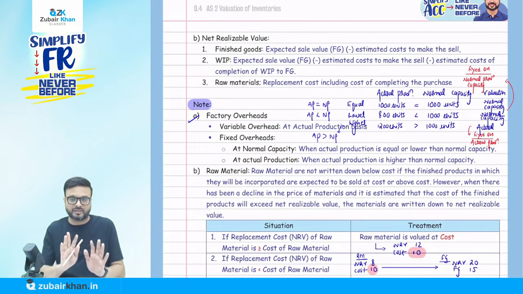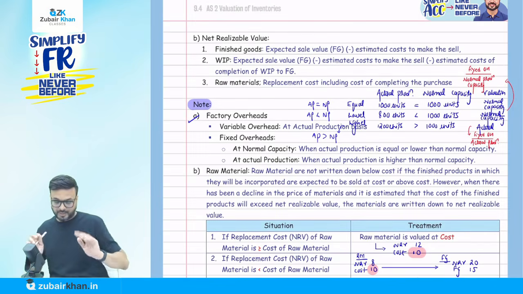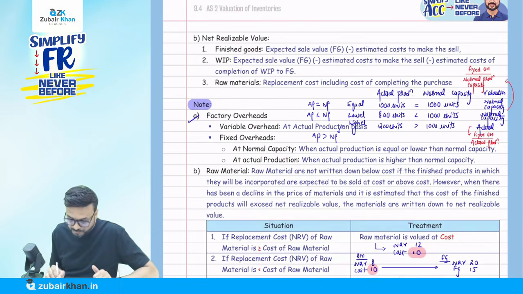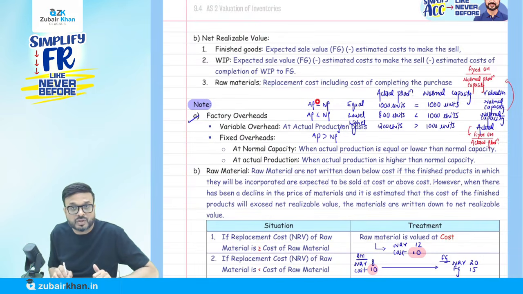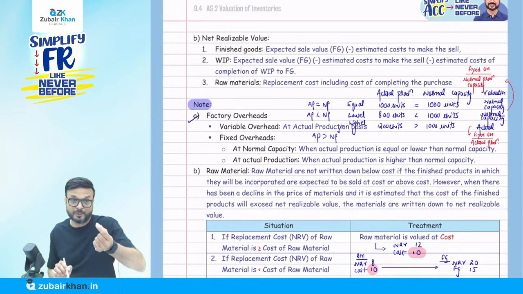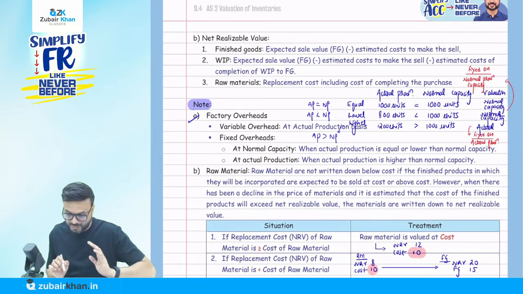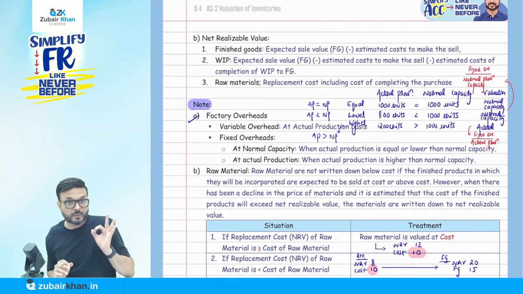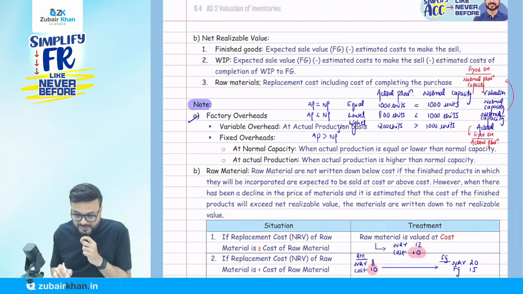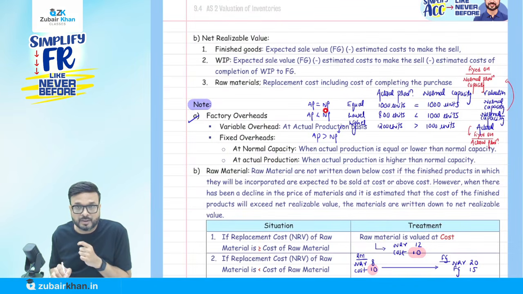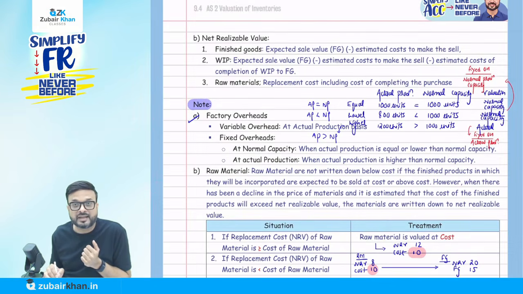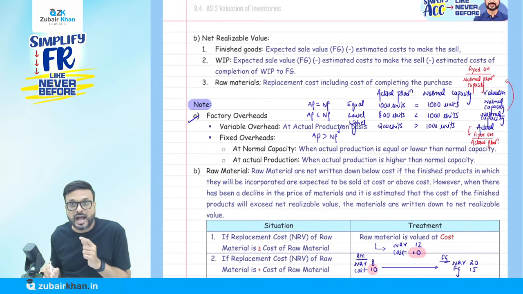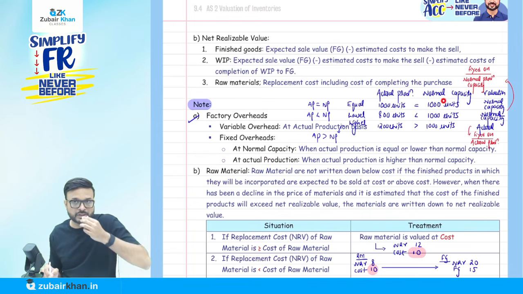Students generally get confused here. Now listen to me carefully through this example. I will tell the logic also. It might take 4-5 minutes, but you will understand the logic here. My intention is that you understand each and every point, even though it's a revision video. If actual production is equal to normal production, for example, actual production is 1000 units and normal production is also 1000 units.